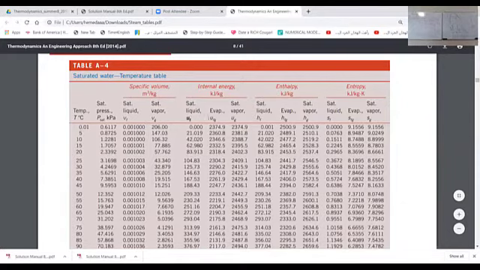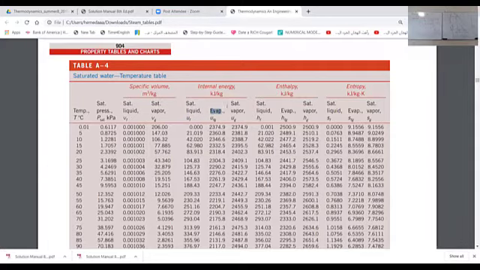UG. F means liquid, saturated liquid. G means the vapor part, saturated vapor or evaporation part. Then this is the difference, UFG. It means this guy minus this guy, and it gives you the value in the middle.